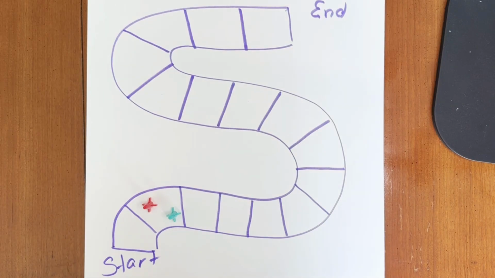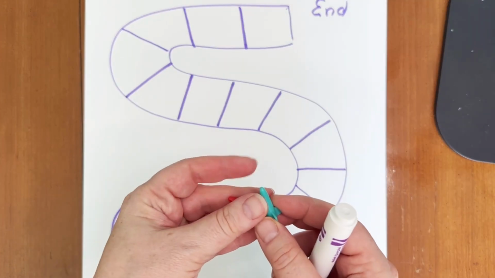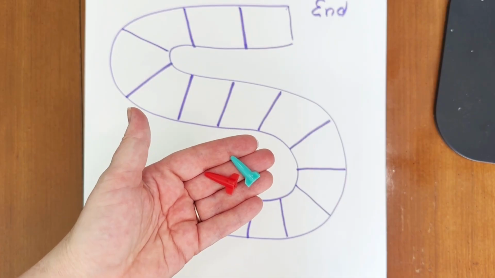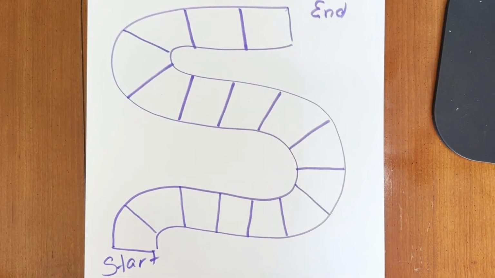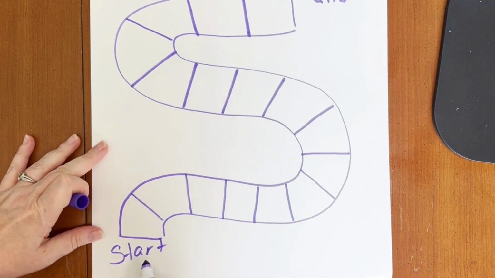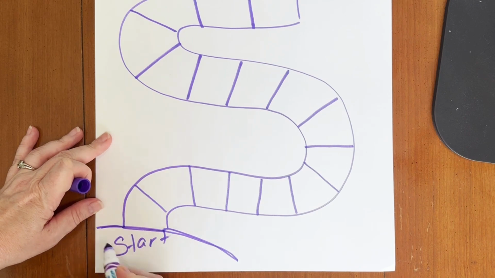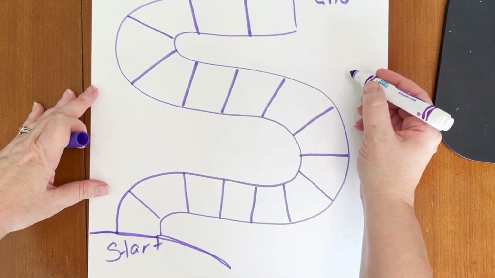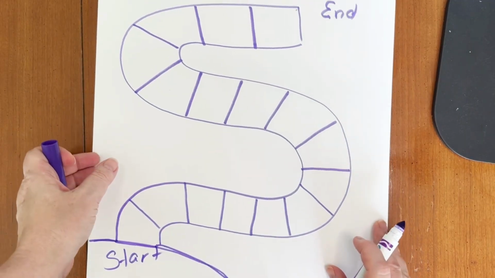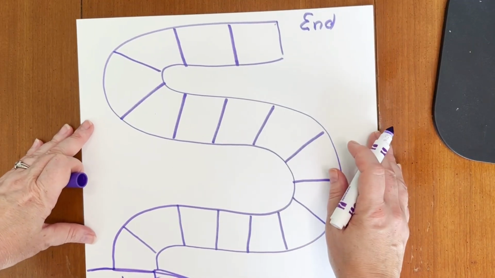First, let's give it a theme or a story. What are we doing? I have these little rocket ships. Maybe our game is set in outer space, and maybe we're trying to escape from a planet. So here's my planet here I'm trying to escape from. Maybe I'm trying to escape to a space station.